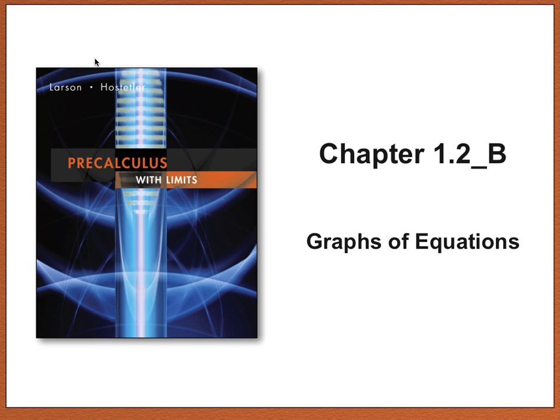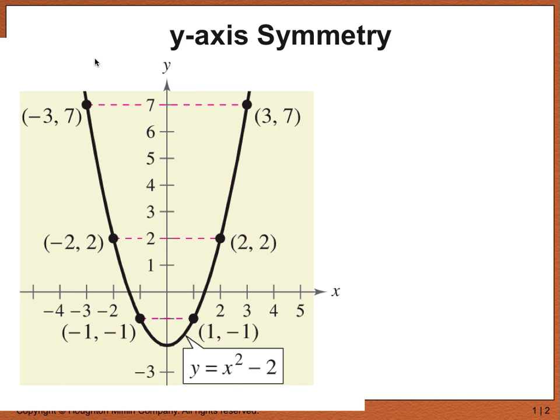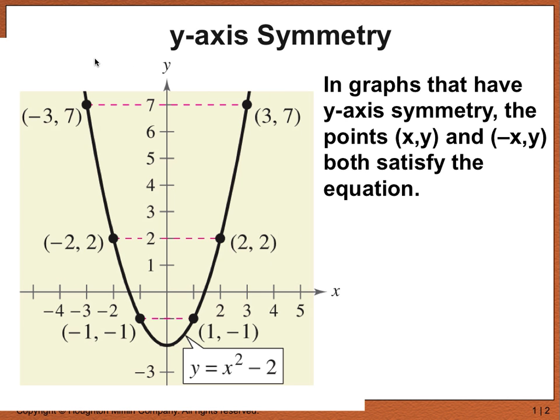This is section 1.2b, graphs of equations. Today we're going to talk about symmetry, the different kinds of symmetry. First, y-axis symmetry. In graphs that have y-axis symmetry, the points (x, y) and (-x, y) both satisfy the equation.